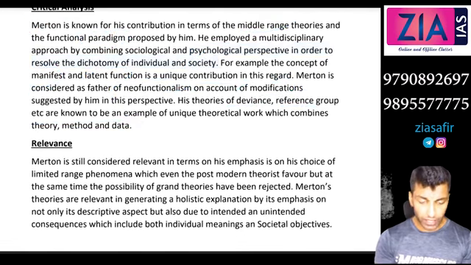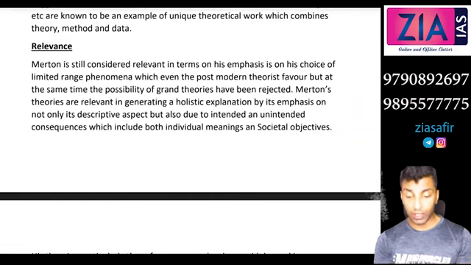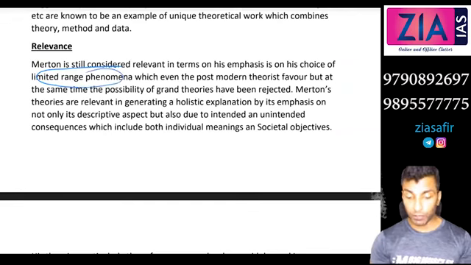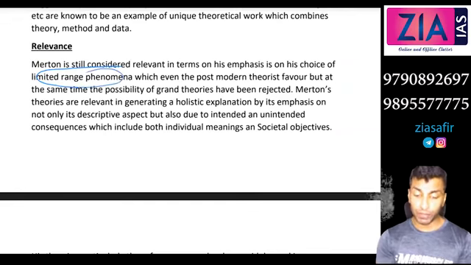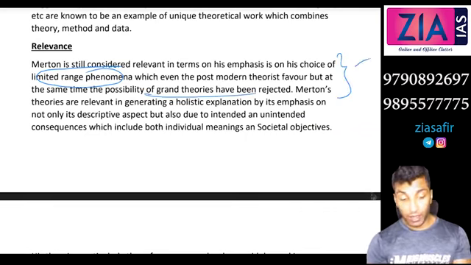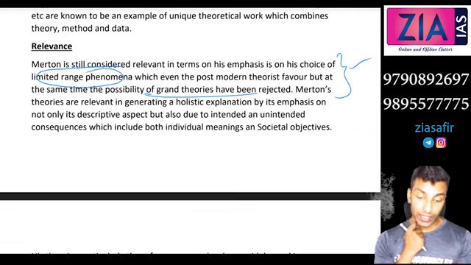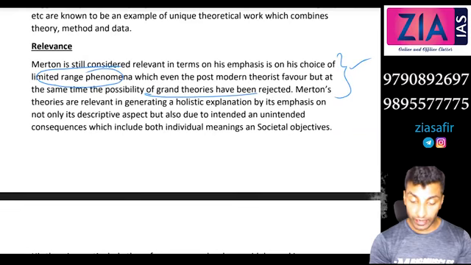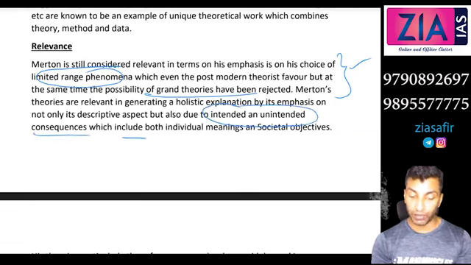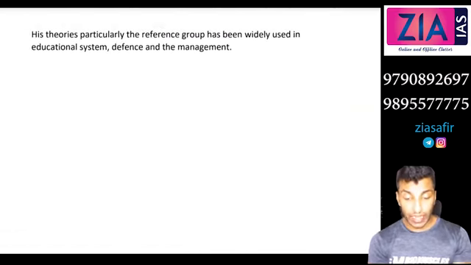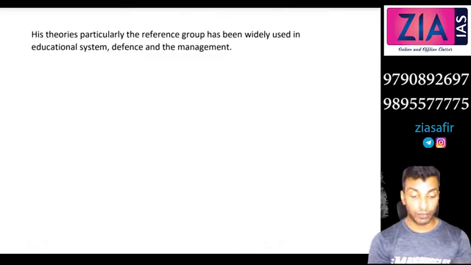Relevance. Merton is still considered relevant in terms of his emphasis on the choice of limited range phenomena, that means middle range phenomena, which even postmodern theorists favor, but the possibility of grand theory has been rejected. So the first aspect is supported, but the second aspect is rejected. Merton's theories are relevant in generating a holistic explanation because of their emphasis not only on the descriptive aspect but also on intended and unintended consequences, which include both individual meaning and societal objective. His theories, particularly the reference group, have been widely used in the educational system, defense and management.